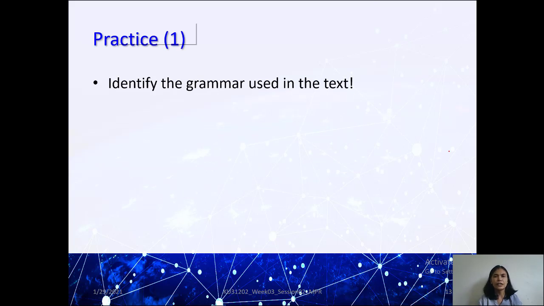Now for practice 1. As I have asked you to read the reading for this week, I want you to go back again to the reading that we discussed, the reading that you have recorded, that you have read, and identify the grammar that is used in the text. There are actually 3 texts over there, so I want you to identify the grammar that is used in the text. Okay, so we talk about ing form, and then we also talk about the to infinitive. So have a look over there and decide what grammar is being used over there.